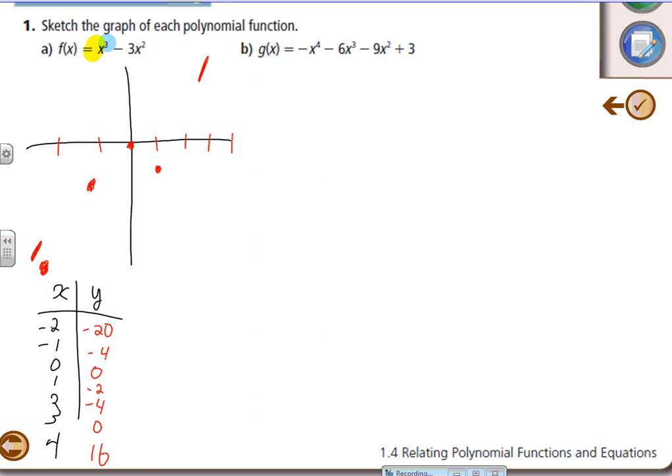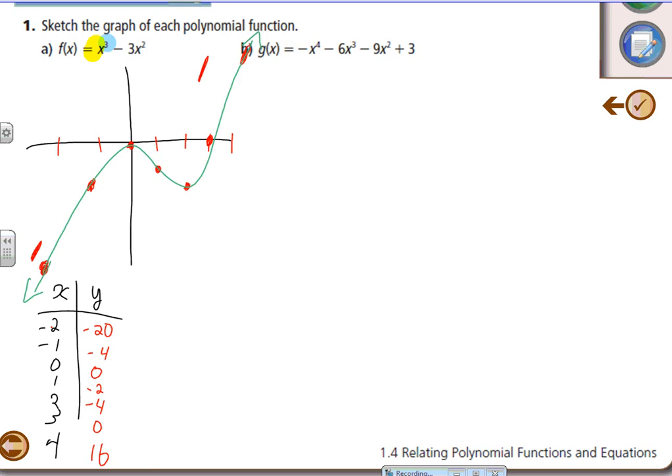Like that. And then 2 and -4. And 3 and 0. And 4 and like 16. Let's connect those dots. Starting here, going up to there, going back down to there, going up. Oh, look at that. It followed what we said, and we've got a nice curve.